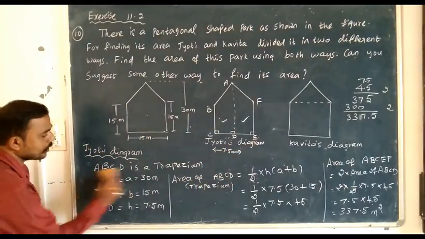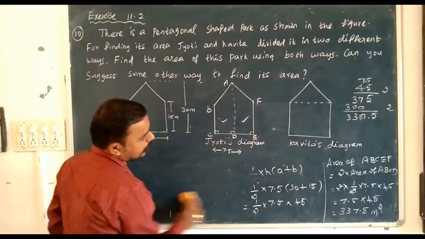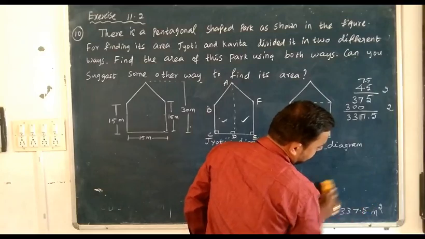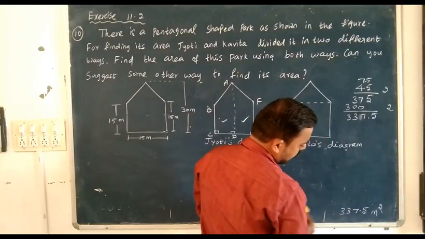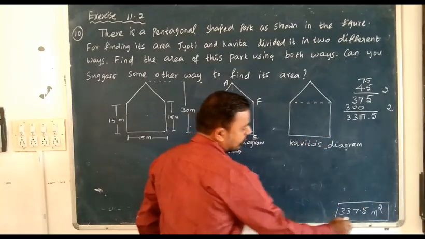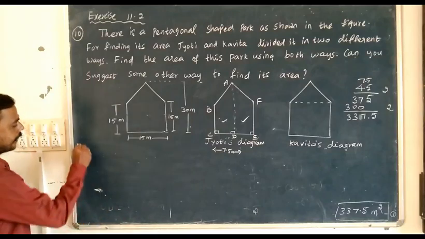Okay. Now consider the next question's answer. So here we have the answer 337.5 meters square. This is the first one. Now come to Kavita's diagram.